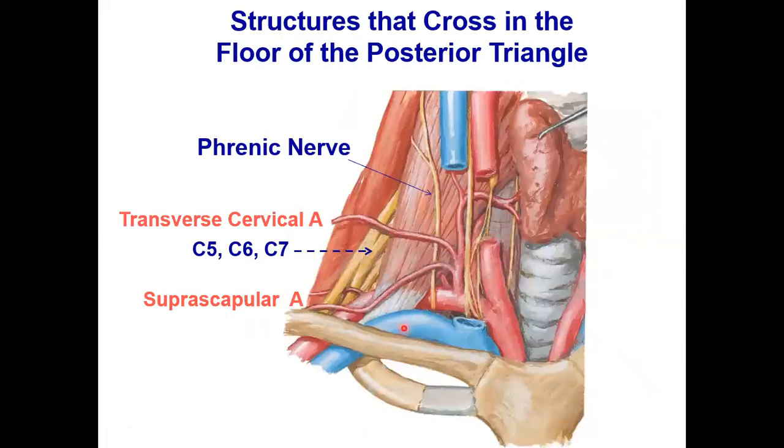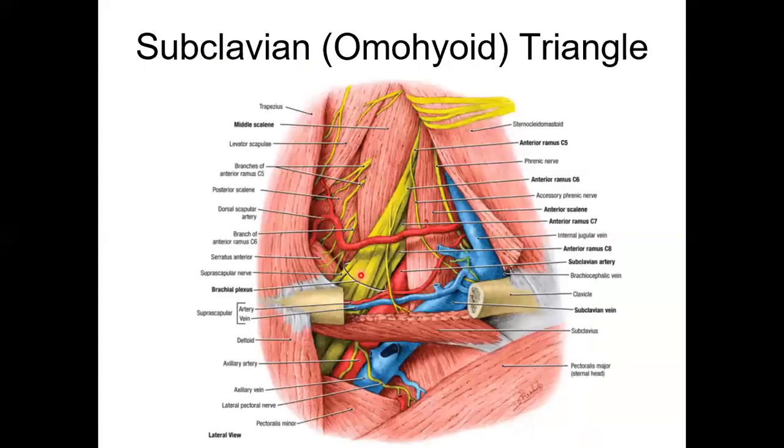And just showing you here the contents as they're going through. Cutting away at the clavicle so you can see underneath to see the contents a little bit better. So subclavian artery, subclavian vein, trunks of your brachial plexus.